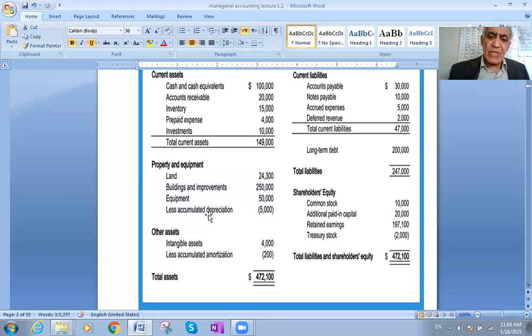Okay. Here again, this is the fixed asset, but for depreciation, we deduct the depreciation. We deduct it, subtract it. So 24,000 plus 250,000 plus 50,000 minus 5,000. Okay? Because depreciation must be deducted. Then other assets. What are the other assets?